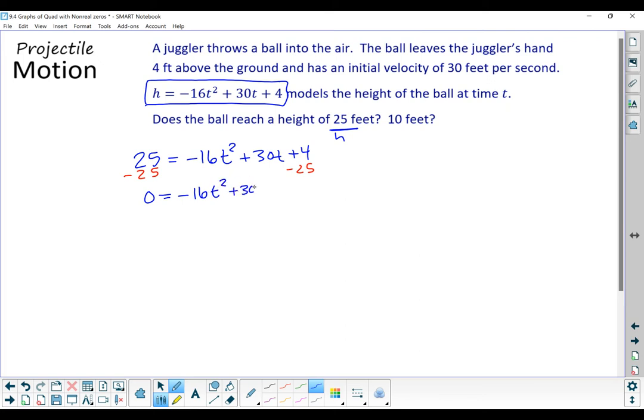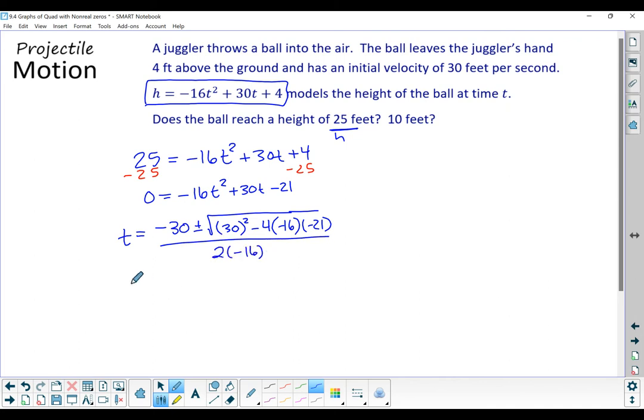-16t squared plus 30t minus 21. Now you could, if you wanted to, try to factor it, but with these sorts of coefficients, usually when I'm working with projectile motion, I just use the quadratic formula. Whoops, our variable is t instead of x. So t equals, quadratic formula is -b plus or minus the square root of b squared minus 4 times our a value multiplied by our c value, all divided by 2 times our a value. Okay, so this is negative 30 plus or minus the square root of something over negative 32.